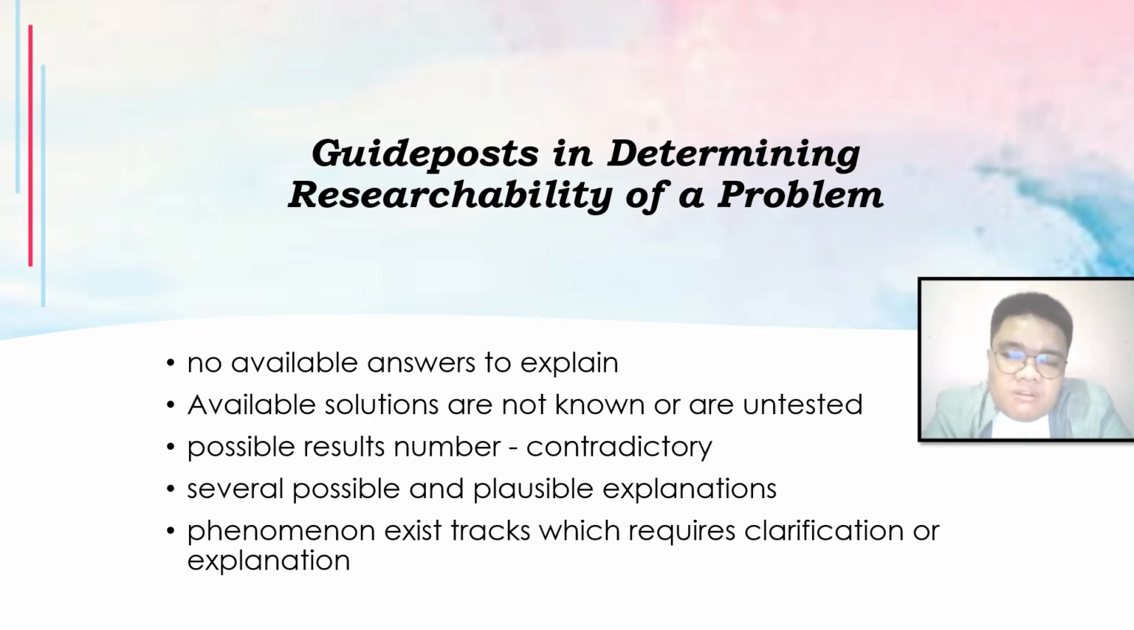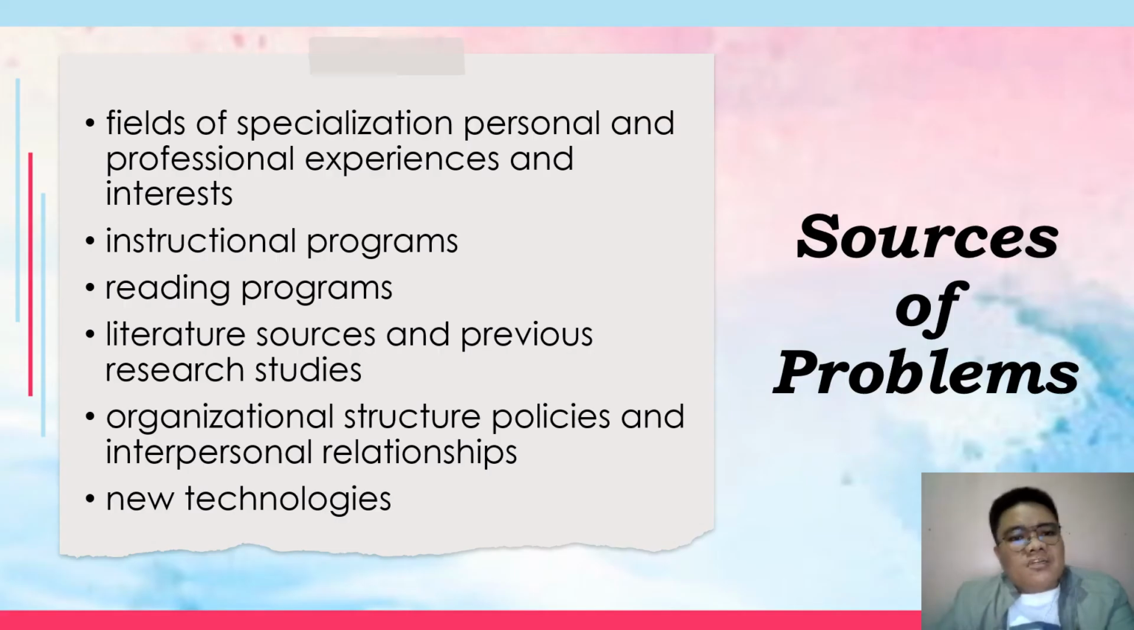Possible results, there are a lot, but they are contradictory. There are several possible explanations. Why is it happening? And then the phenomenon exists which requires clarification or explanation. There are several explanations, whether there might be a solution, but then the solution is still vague. I still need an explanation. Next, what are the possible sources of problem?